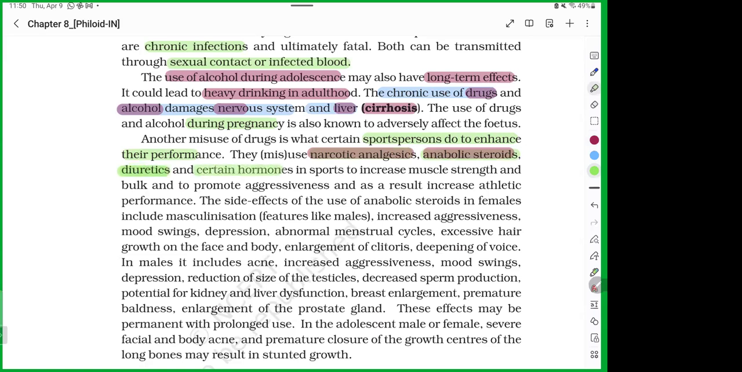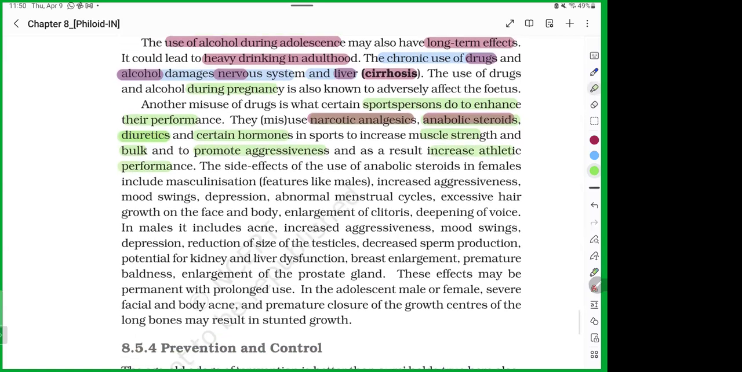They use certain hormones in sports to increase muscle strength and bulk, to gain weight, to increase aggressiveness, because they are more aggressive, with more energy and more performance. Correct? To increase their athletic performance. The side effects of this in females are extremely important.